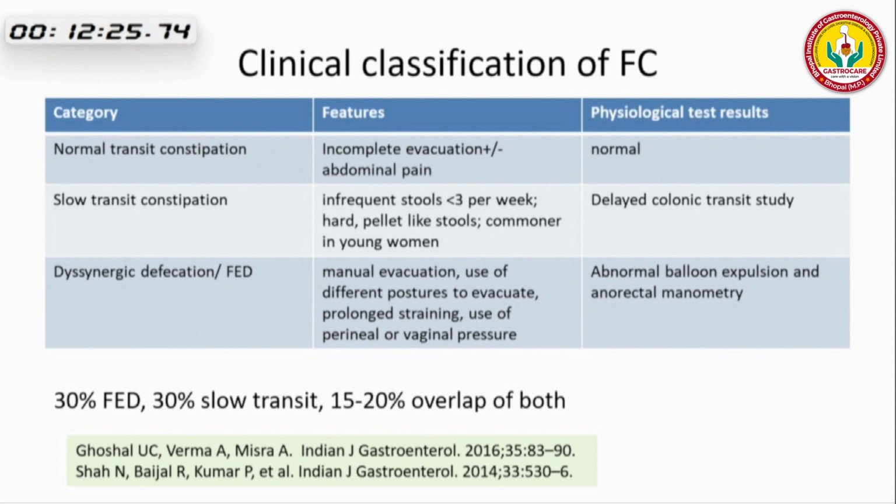Normal transit constipation patients usually complain of incomplete evacuation with or without abdominal pain. Slow transit constipation patients have less than 3 stools per week, have hard pellet-like stools, and it is commoner in younger females. Dyssynergic defecation, we would take this a little later. To remember, 30% of patients who have refractory constipation have fecal evacuation disorders, 30% have slow transit constipation, and around 20% have overlap of both.